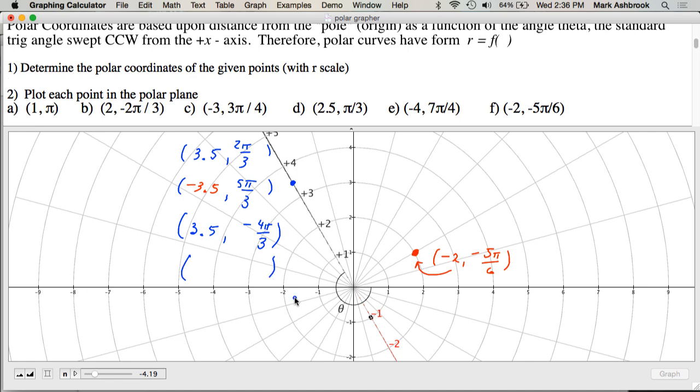Finally, negative pi over 3. If we just went as far as negative pi over 3, which would be here, that makes positive r again, pointing into the fourth quadrant. And directly the opposite way would be our negative r. So it'd be negative 3.5 and negative pi over 3. Okay, questions?